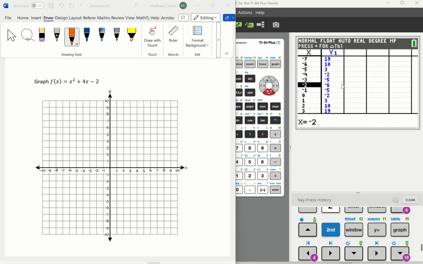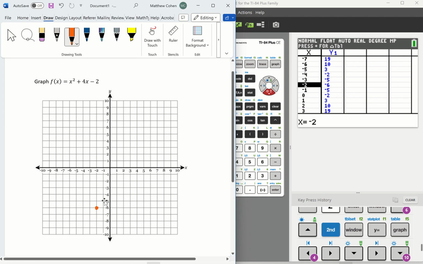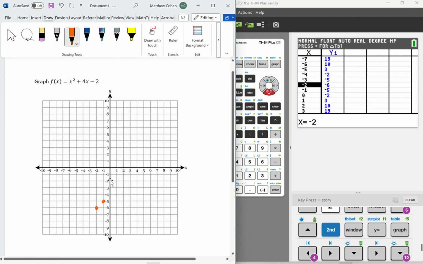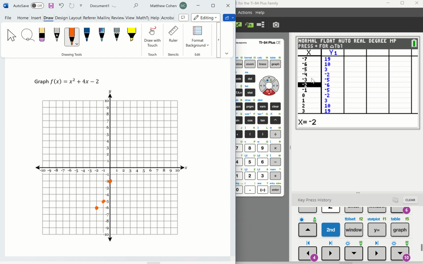Okay, so the first point I'm going to graph is my vertex, which we said was negative 2, negative 6. So I'm going to go over 2, in the negative direction, down 6. So this will be my first point. And then I'm going to graph 2 to the right, or 2 below, so negative 1, negative 5. So I'm going to go over 1 and down 5. And then 0, negative 2. Then I'll go 2 to the left, so negative 3, negative 5. And negative 4, negative 2.